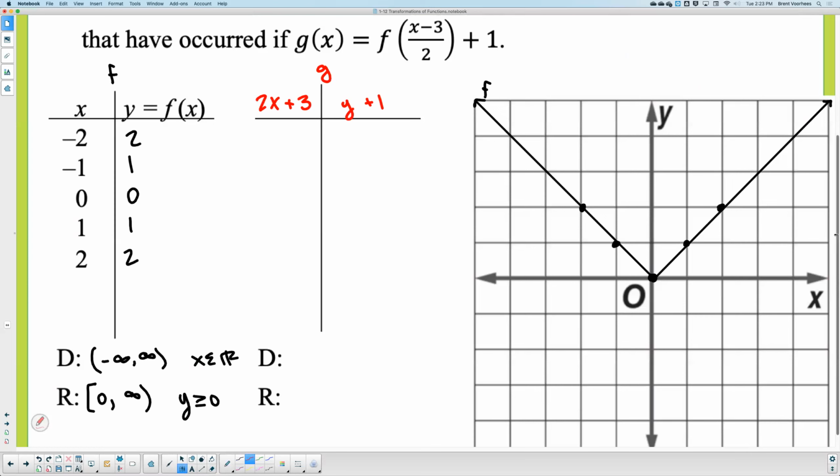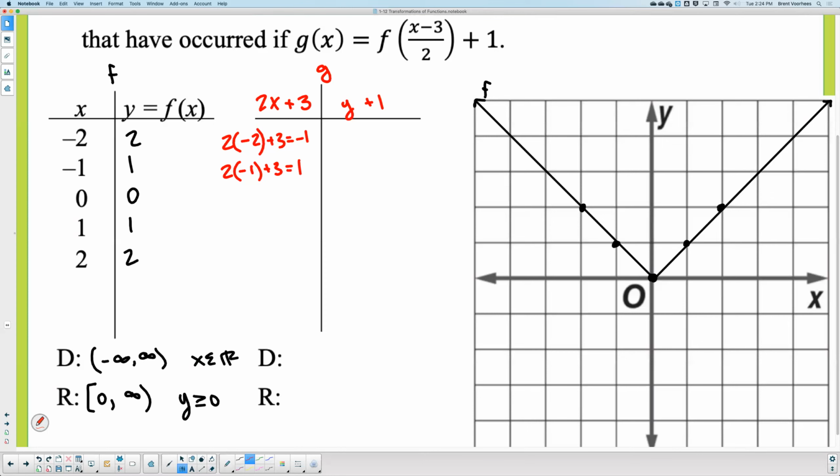So now what we're going to do is double our x values, then add 3. So double the x value. I put in -3, I'm sorry. Double the x value, then add 3. What is 2 times -2, +3? -1. Okay, next one. The next one, we're going to multiply 2 times -1, then add 3. What's 2 times -1? -2, add 3.